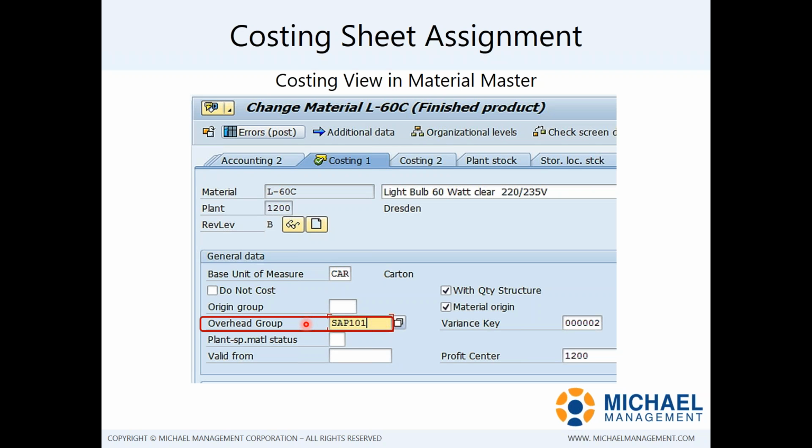So this adds to your master data maintenance, but this allows you to be very selective about which products are going to attract the calculations that you've done in the costing sheet or not. So this is how the overhead is attached.